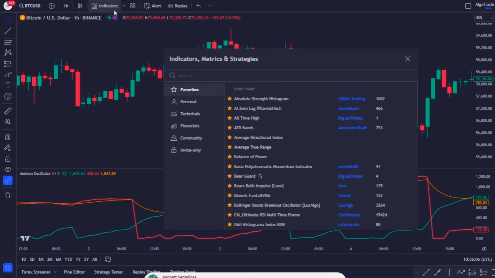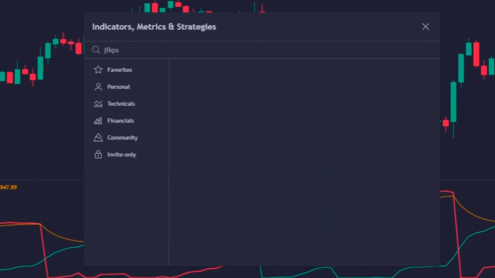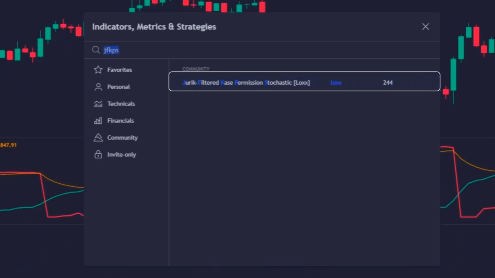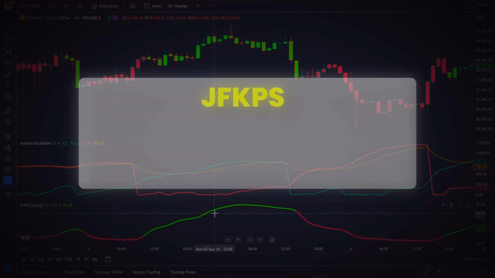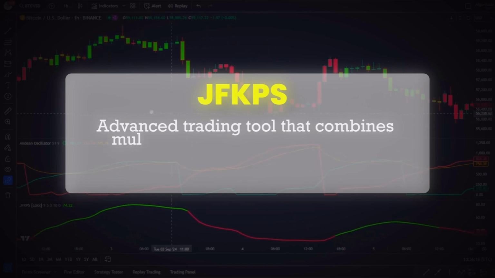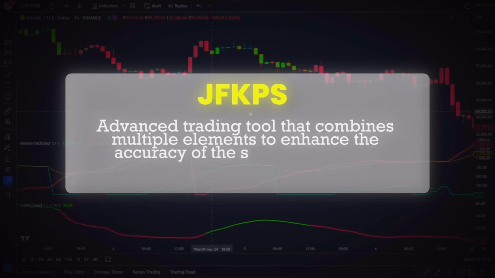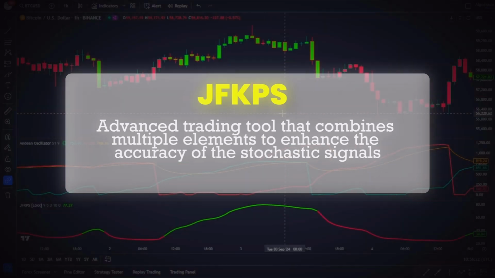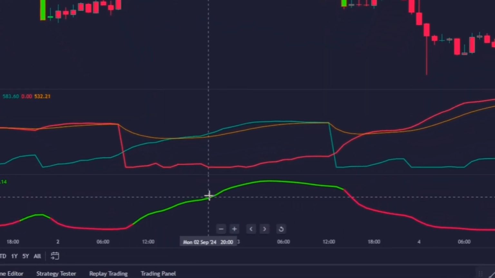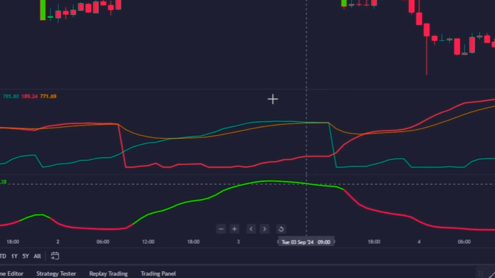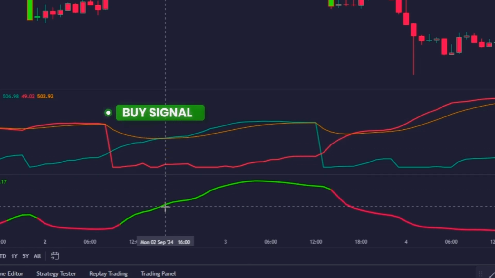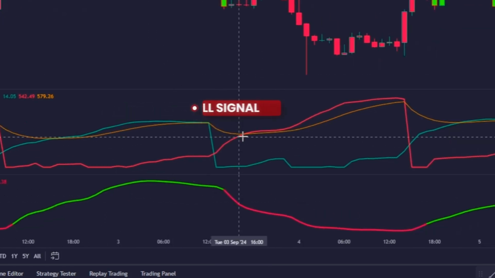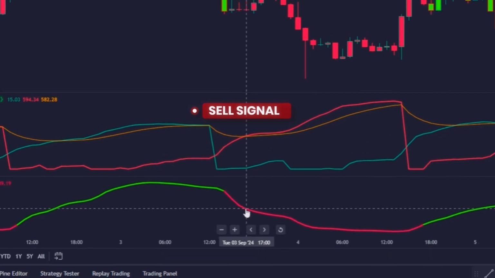Alongside, we'll add the Zurich filtered case permission stochastic, this one here, with the default settings, which is used as a filter indicator. This indicator is an advanced trading tool that combines multiple elements to enhance the accuracy of the stochastic signals. And so, its function is very simple. Eliminate fake signals from the trigger indicator. And how? You will only consider buy signals when the Zurich filtered case permission stochastics line is green, and you will only consider sell signals when this line is red.